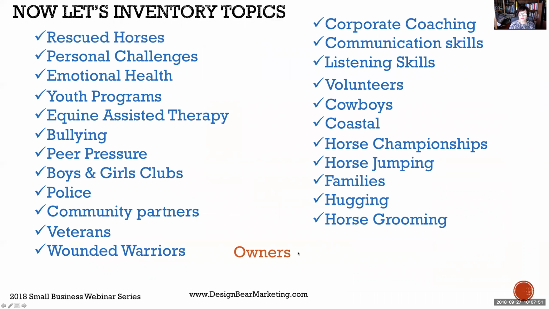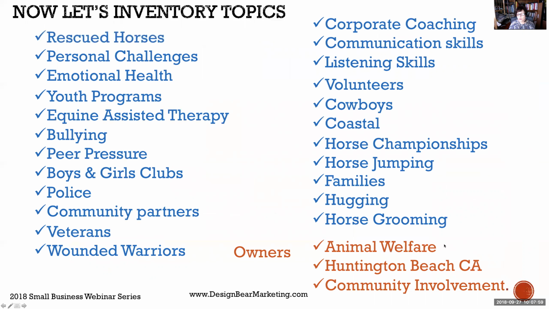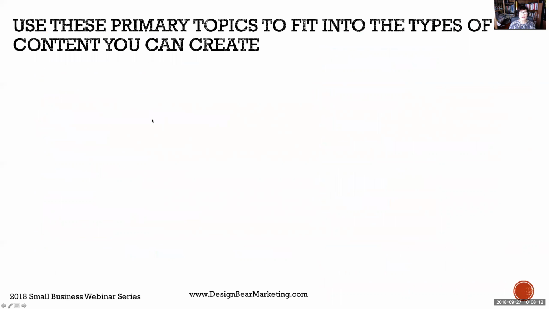in addition to all of these, there are owners and business owners, and what are their personalities? Well, they're into animal welfare, and they're very much into their own community of Huntington Beach and community involvement. So these are things that do relate to this, and they're part of the owners, because we want to know the behind the scenes. We want to know what's going on in your business, right? So you're going to use these topics and fit them into content that you can create.